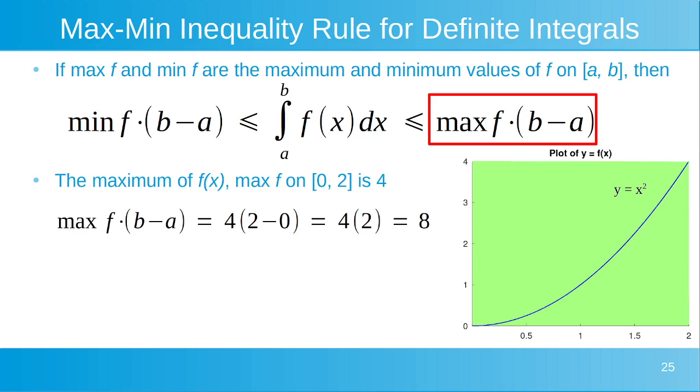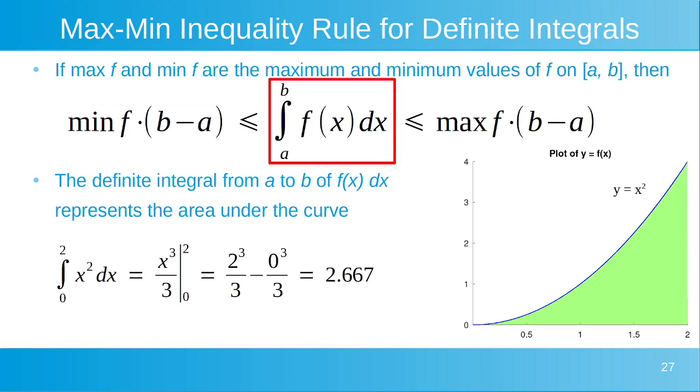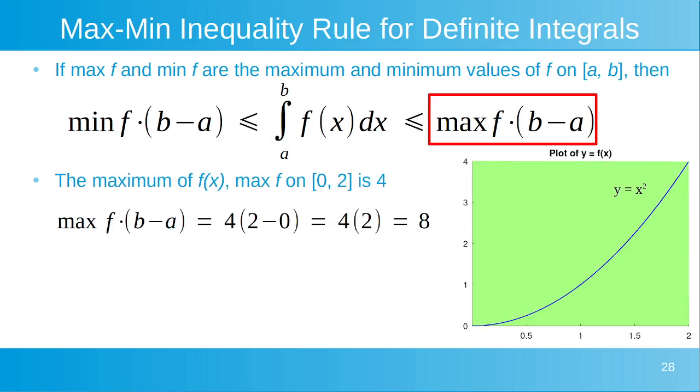So when we apply our Max-Min Inequality Rule to our previous function on that closed interval, we get that min f times b minus a is 0. It is less than or equal to our definite integral, 2.667, so 0 is less than or equal to 2.667, and that's less than or equal to 8. So applying the Max-Min Inequality Rule to our previous example, we are getting results which do appear reasonable. Working through it in this manner, hopefully this is increasing our understanding of this rule a little bit.